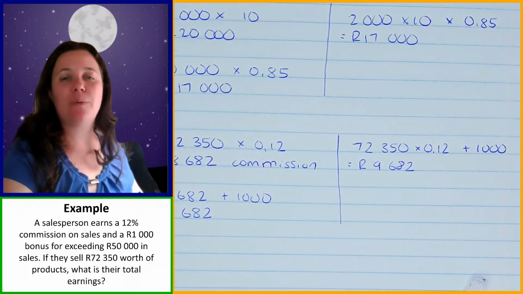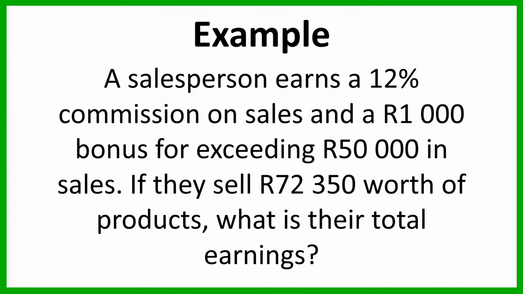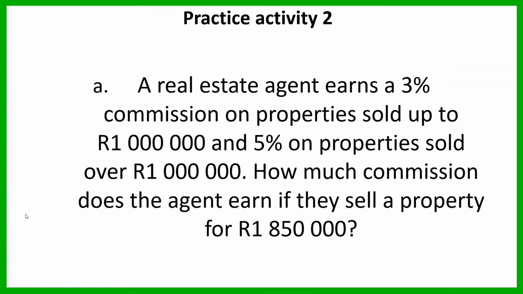Right, so now I'm going to give you a couple that you're going to do for yourself. Okay, so here's the first one. A real estate agent earns a 3% commission on properties sold up to 1 million rand and a 5% commission on properties sold over 1 million rand. How much commission does the agent earn if they sell a property for 1,850,000 rand? I'm going to give you 30 seconds to do this question.